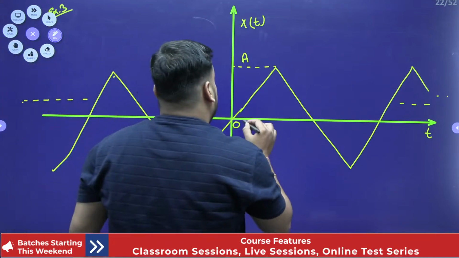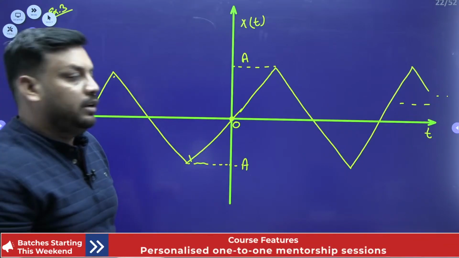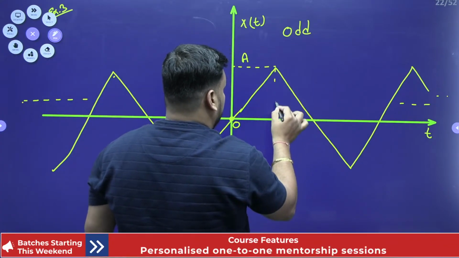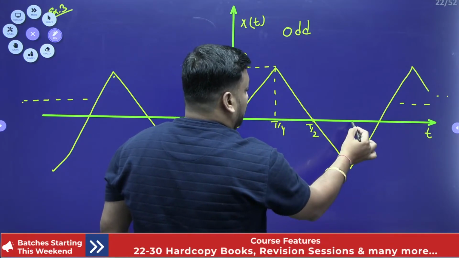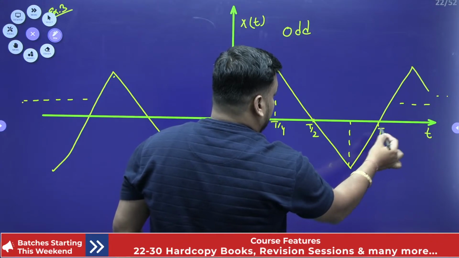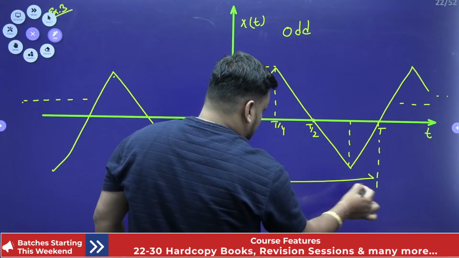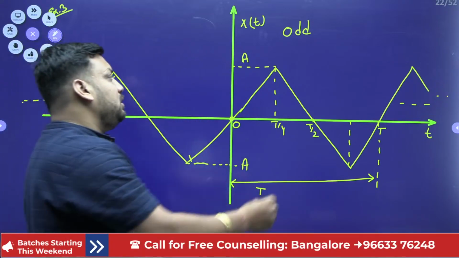So tell me, is the signal even or odd? Of course the signal is an odd signal because it is symmetrical about the origin. It is 100% an odd signal, sir. Here is T by 2, here is T by 4, here is 3T by 4 and here is capital T. This is all about the fundamental time period, capital T. So 100% the signal is an odd signal.